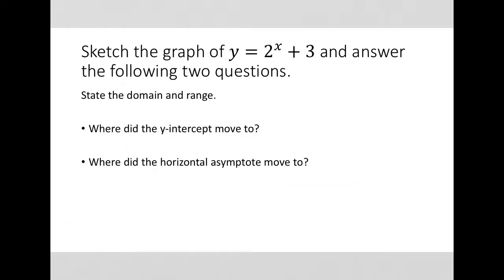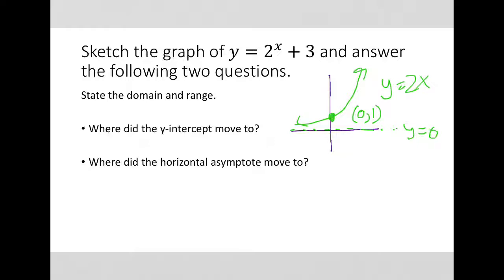So if we have the graph of y = 2^x + 3, how do we graph it? What does it look like? And where did the y-intercept and horizontal asymptote move to? So again, we're going to be comparing it to the mother function of y = 2^x, which has a y-intercept of (0, 1), and a horizontal asymptote along the line y = 0. This is going to be our base for comparison throughout these problems.